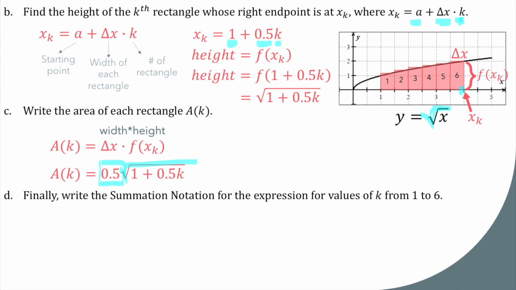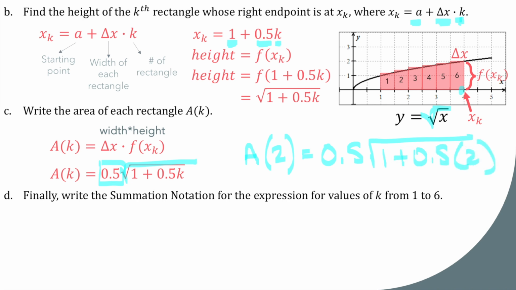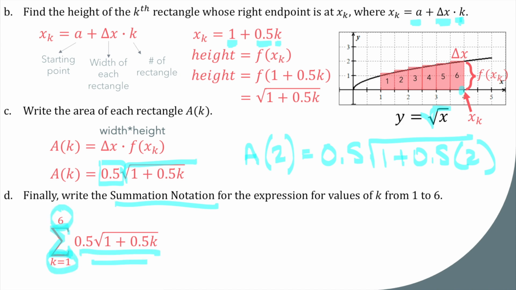So what is this telling me? If I wanted to find the area of the second rectangle, I would figure out 0.5 times the square root of 1 plus 0.5 times 2. And that would be the area of my second rectangle. Now I want all the rectangles added together, so that's where summation notation comes in. I want to add them all together, starting with rectangle 1, going to rectangle 6, using my formula width times height.